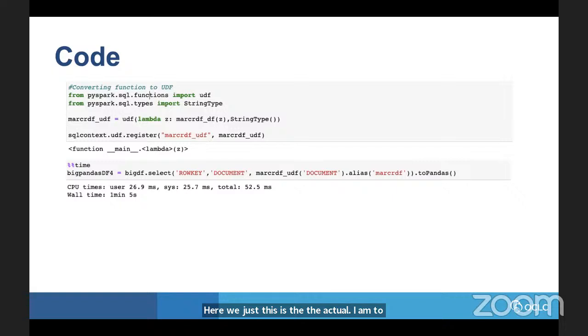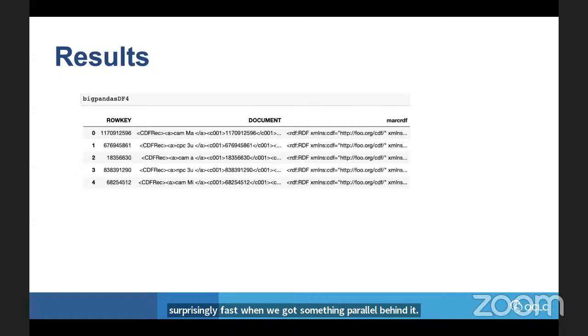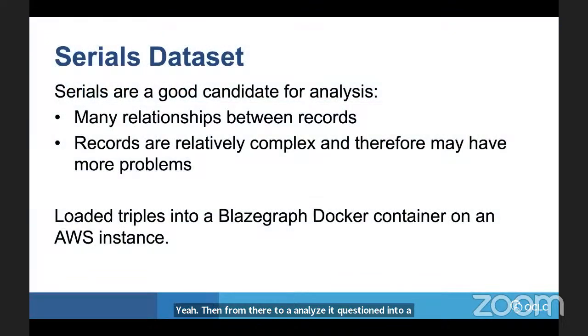And it's surprisingly fast when we've got something parallel behind it. This is what it looks like: the CDF document, and then we add a column that has the MARC RDF. And then from there, to analyze it, I pushed it into a Blazegraph triple store.